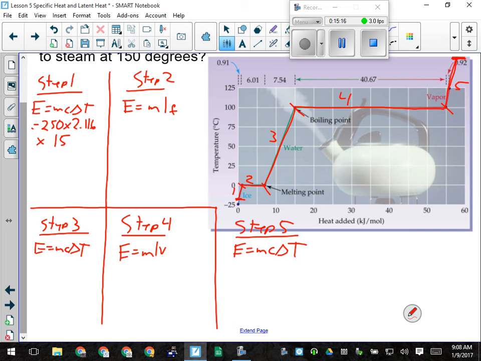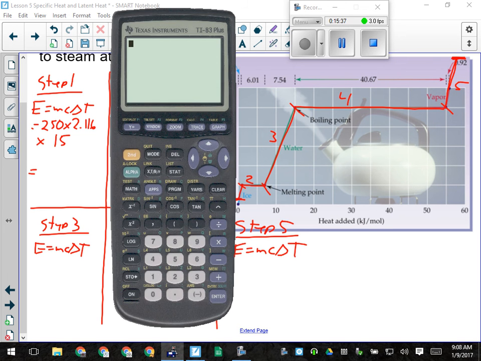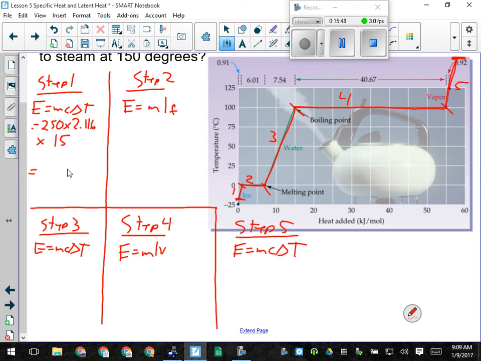If this was a question that involved cooling something, would I use a negative number? Yes, I would. And that would indicate that instead of using energy, it's now losing it. So we'll calculate that now. We got 250 times 2.116 times 15 degrees. So that's going to take 7,935 joules. All right, first step is done.